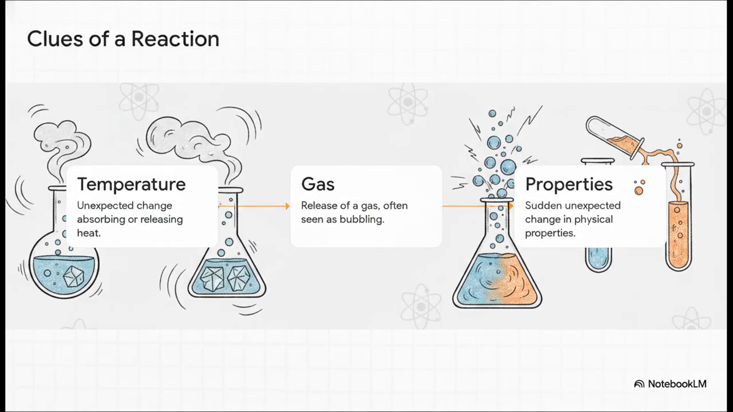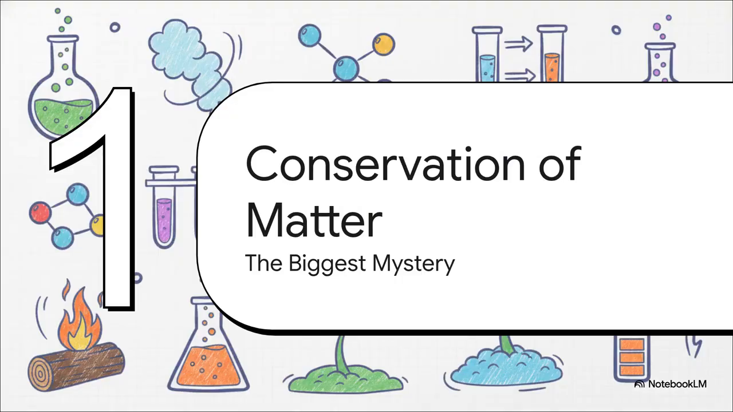Beyond that rigorous property testing, there are some pretty obvious macroscopic clues that act as giant red flags for us particle detectives. Say you mix two things together and suddenly feel an unexpected temperature change, like it gets super hot or freezing cold, that's a huge clue. Seeing sudden bubbling, which means gas is being released, clue. A completely unexpected change in color, definitely a clue. These are all vital pieces of evidence you're going to use in your evidence-based discussions to reason that, yep, atoms are actively regrouping.